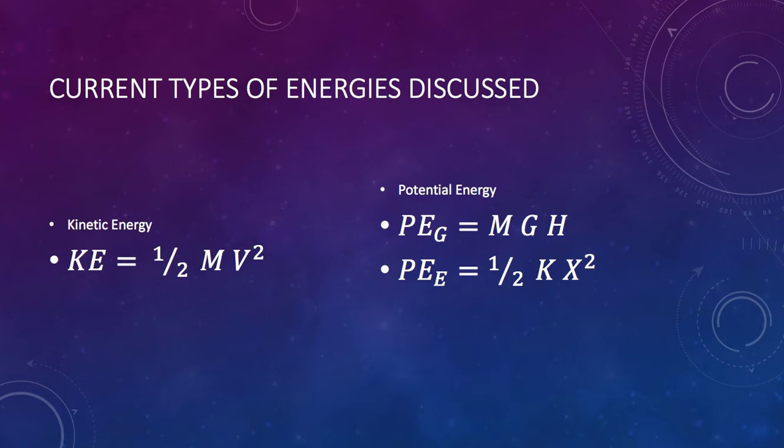Gravitational potential focuses on the location or height of an object, while elastic potential focuses on objects which have elastic properties. These properties, as you remember, allow the object to stretch or compress. Some examples are rubber bands, bungee cords, springs, coils, bows, and so on.